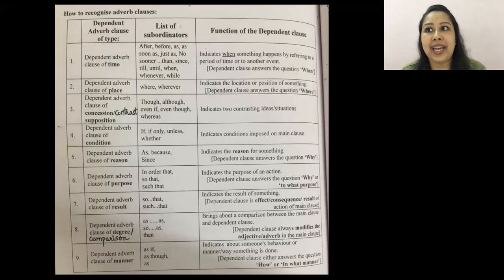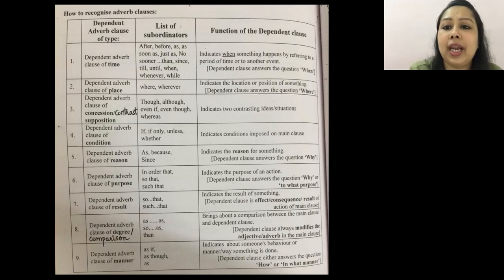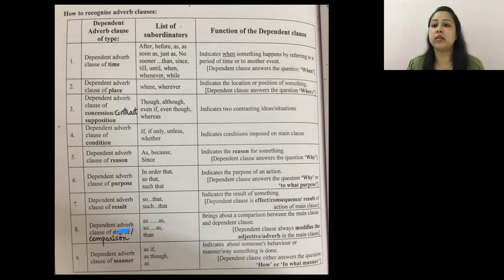Remember, we used to do that particular part of transformation of sentences: so, that; such, that. Adverb clause of degree or comparison, we do not use this word degree anymore. So, we do away with the word degree. Comparison is the word. And then you have adverb clause of manner.